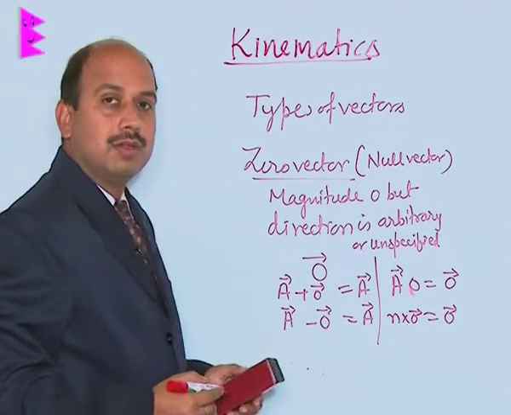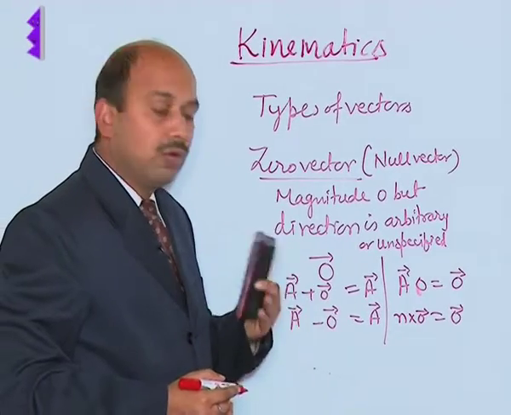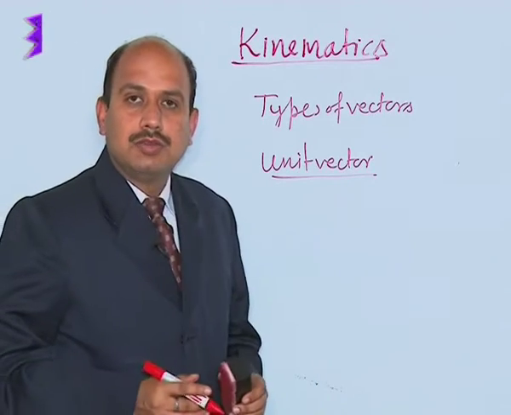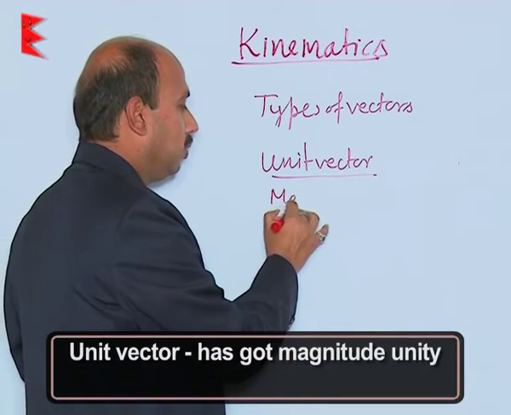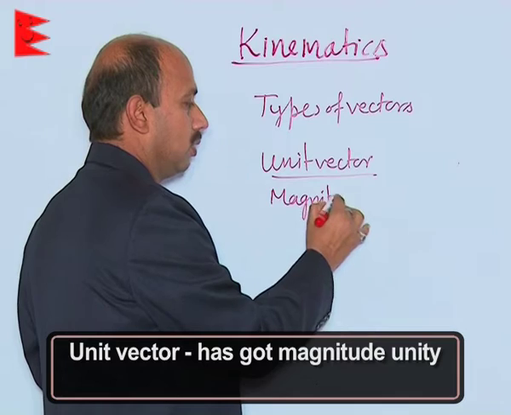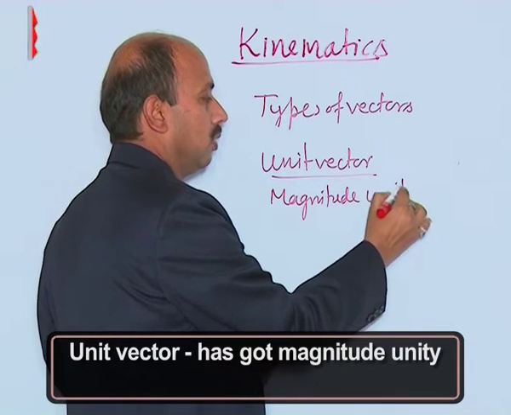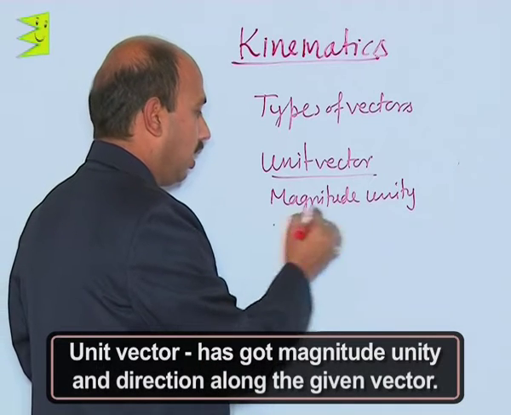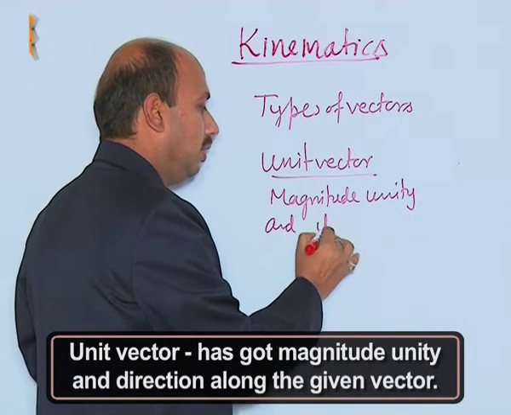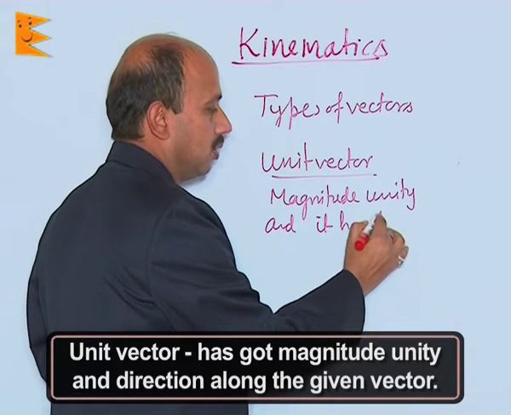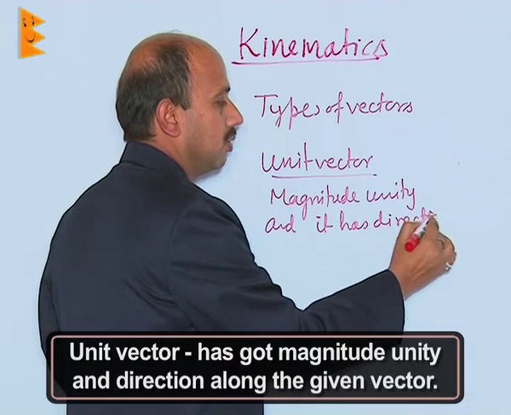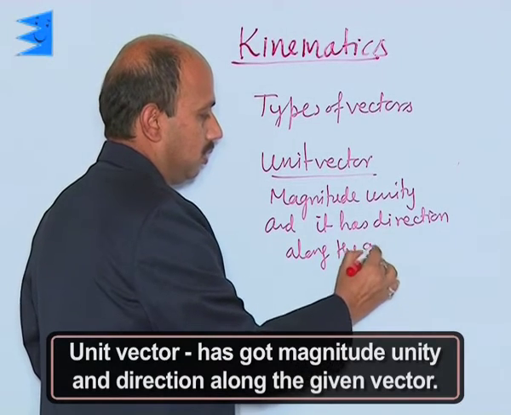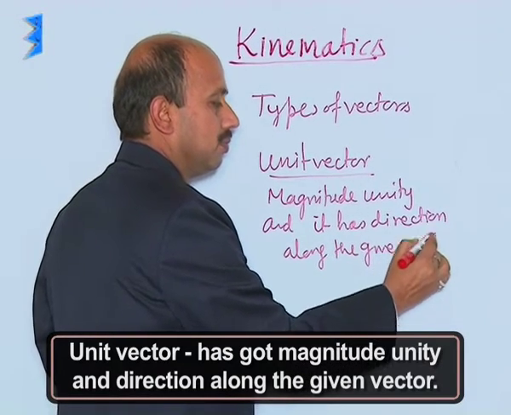Now, after 0 vector we will go for the next vector, that is called unit vector. What is unit vector? A unit vector has magnitude unity, and it has direction along the given vector.